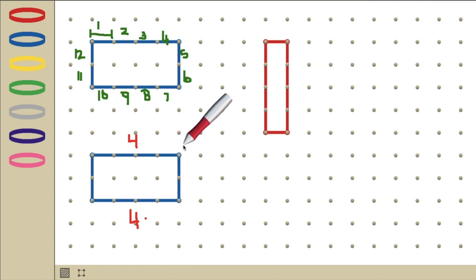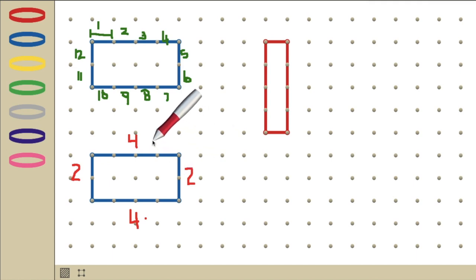Now, what about the width here? Because remember, we're talking about length and width when we're talking about two-dimensional shapes like rectangles. So here we have 2 units. And again, opposite sides are equal in length. So we would have 2 units on each side.